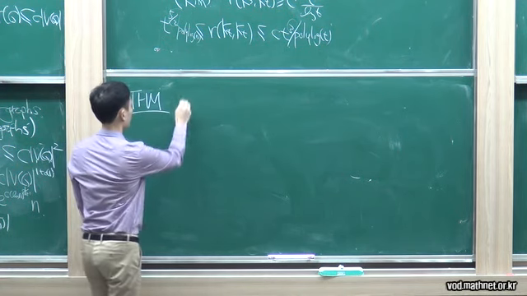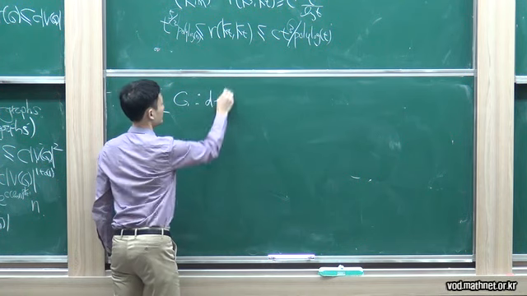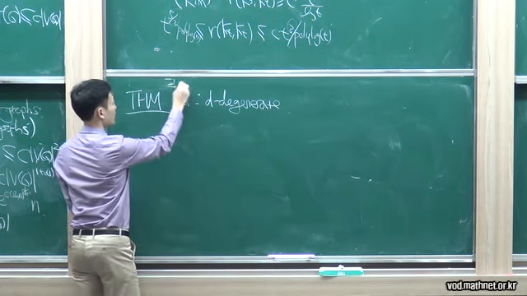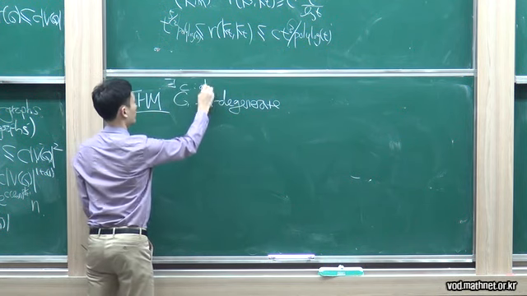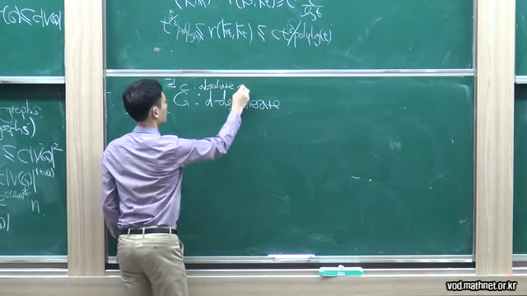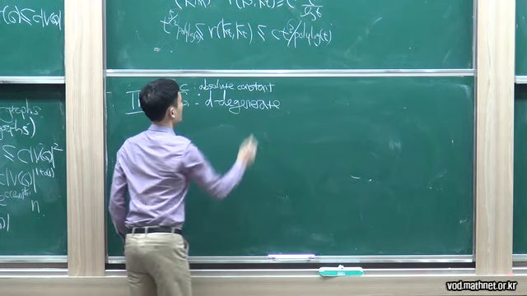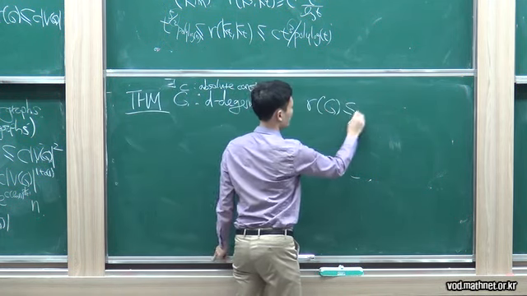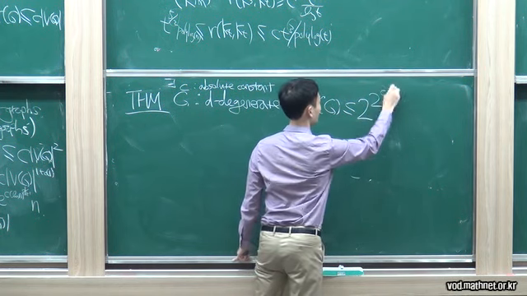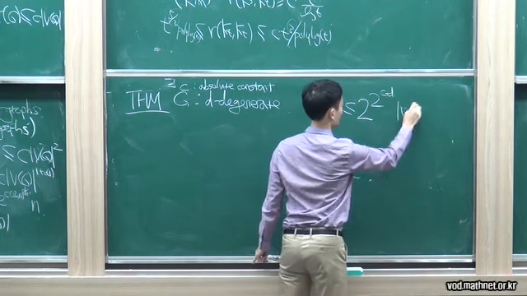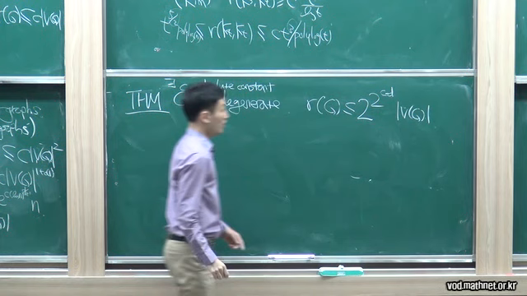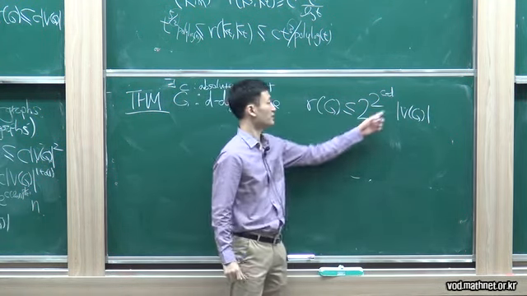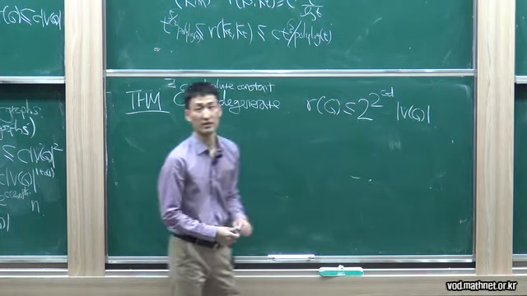So my theorem is the following. If G is a d-degenerate graph, then there exists an absolute constant C such that the Ramsey number of G is at most 2 to the 2 to the C times d times the number of vertices. So the bound is double exponential in the degeneracy, and linear in the number of vertices.